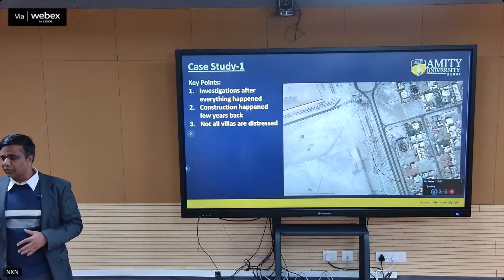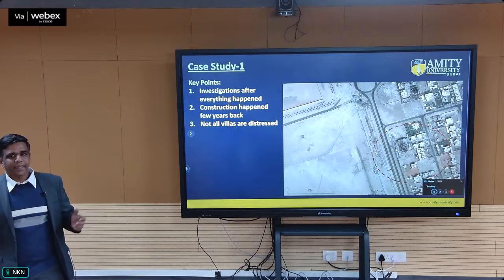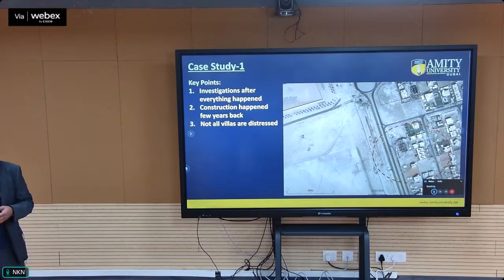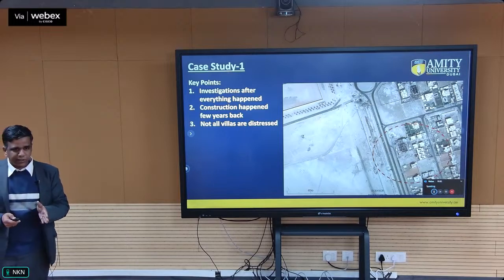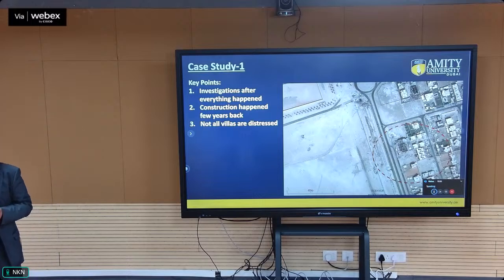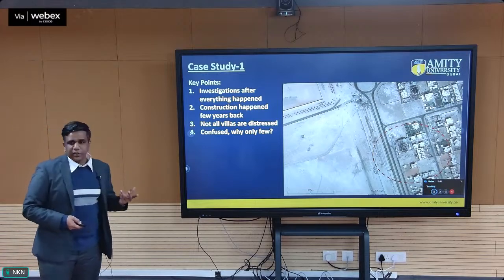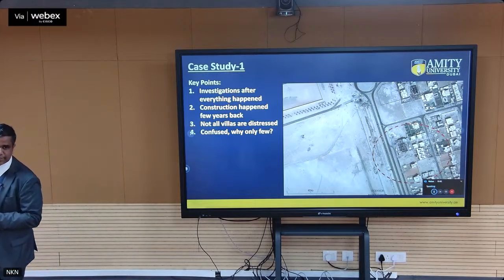So our main idea is, when we drill the boreholes in all the places, we need to identify the reason behind such happenings. The surprising thing is not all the villas are distressed, only a particular zone is distressed. What is the speciality of that specific zone? We were confused about why only a few villas were damaged.